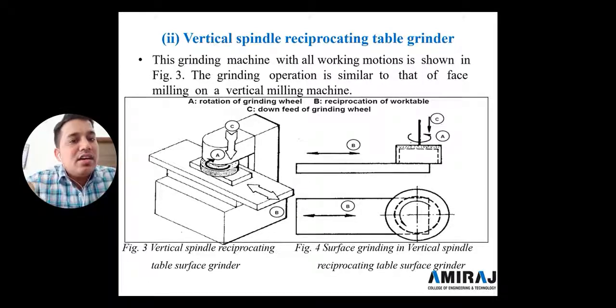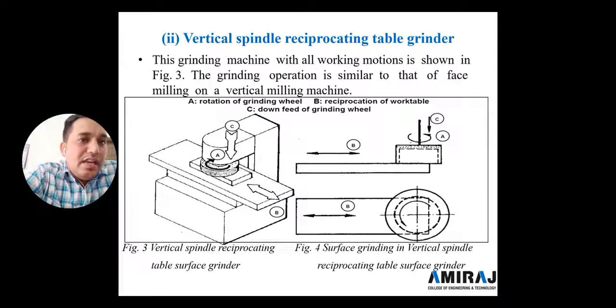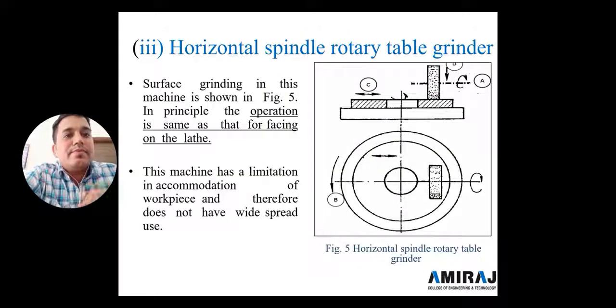A means vertically rotating the wheel, C feed will be the downward side, and B is the same category, the table will be moved. So in figure number 4, surface grinding in vertical spindle reciprocating surface grinding, as shown in the figure, B is the workpiece, A is the wheel, and C is the feed direction. Here the feed direction will be the downward side, and previously the feed direction was along the Y axis. Let's go ahead to the next one.